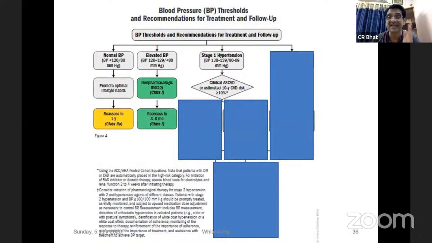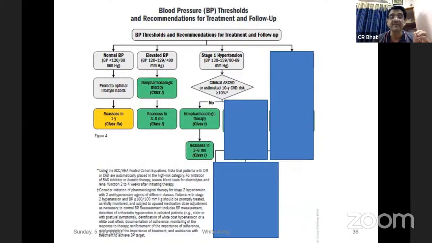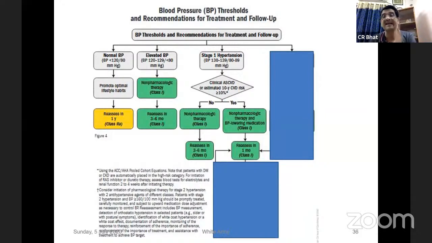Now, if the blood pressure is stage 1, that is 130 to 139 systolic or 80 to 89 diastolic, you need to assess the atherosclerotic, the cardiovascular risk factors. If the estimated 10-year cardiovascular risk is not more than 10%, you can still maintain them like in elevated blood pressure, or if a risk factor is there, you need to start them on drug therapy. That is the importance.